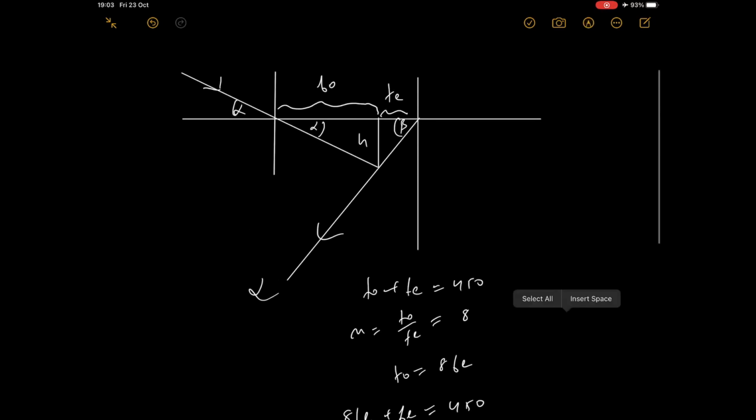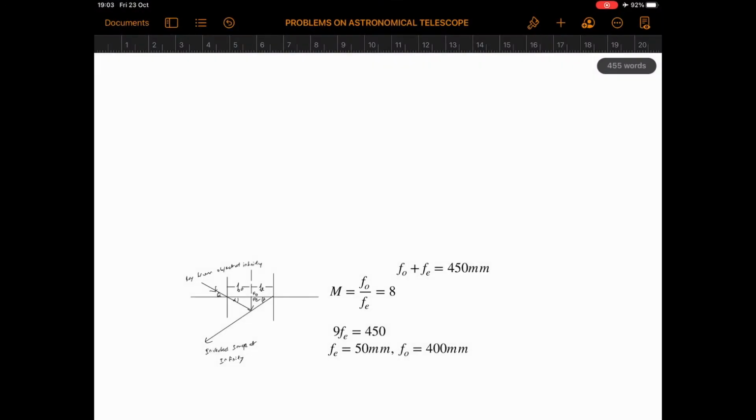And see how simple a diagram suffices whenever you have to solve numerical problems like this. Let's now look at the next question.